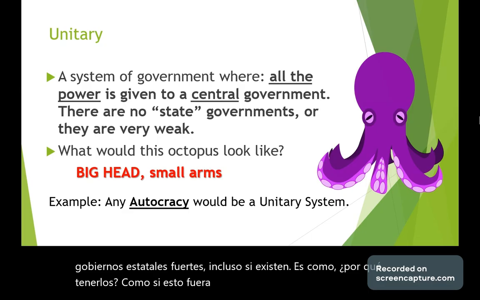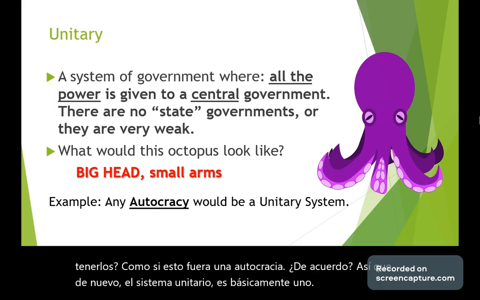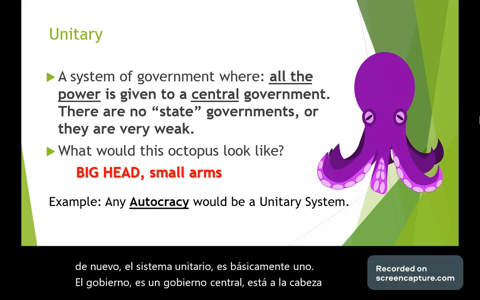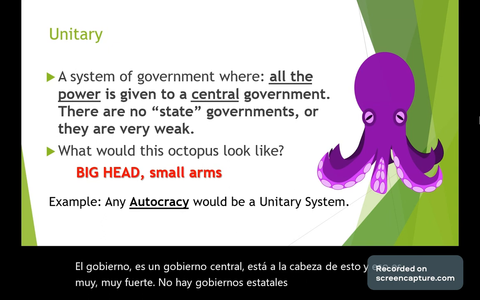So again, in a unitary system, there is basically one government. The central government is at the head of this, and it's really, really strong. There are no state governments, or if they do exist, they're extremely weak.